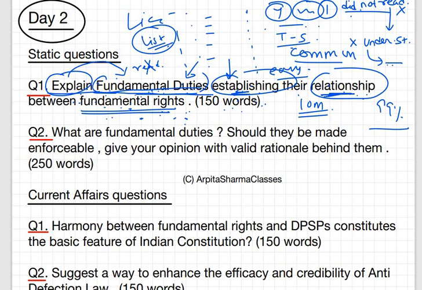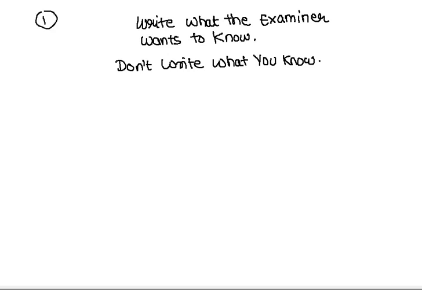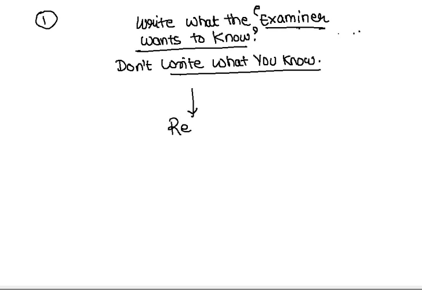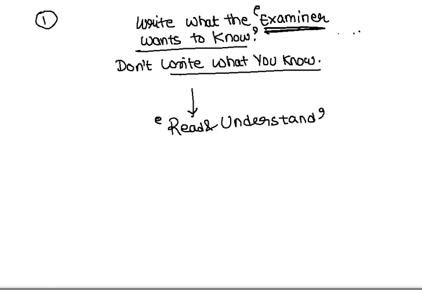When you don't read the question, then you write what you know, but you do not write what the examiner wants to know. Okay? So, first tip for today is don't write what you know. Write what the examiner wants to know. वो मत लिखो जो तुमको पता है. वो लिखो जो examiner जानना चाहता है. Because then only the examiner will be satisfied with your answer and he will give you marks accordingly. For that, you need to read and understand the question carefully first. From the perspective of examiner, not from your own perspective. Not thinking that yes, fundamental duties are written over here, so we'll write everything that we know about fundamental duty. No.